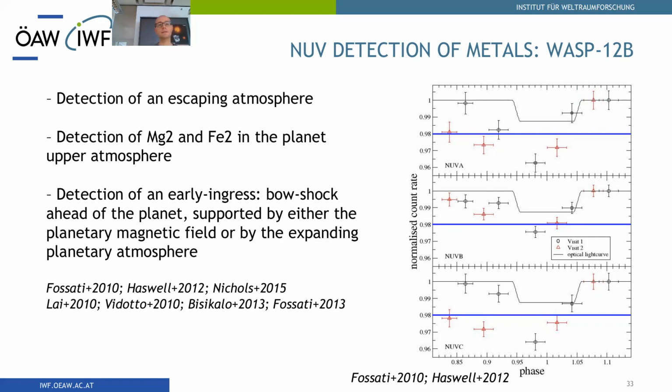And it shows that for this planet, escape is so strong that hydrogen drags with it heavy metals like iron and magnesium and brings them into the upper atmosphere, making them detectable at near ultraviolet wavelengths and allowing us to use near UV to study upper atmospheres and escape. Also, this observation led us to the detection of an early ingress that is believed to be caused by a bow shock that is supported either by the planetary magnetic field that is intrinsic to the planet or by the expanding planetary atmosphere.